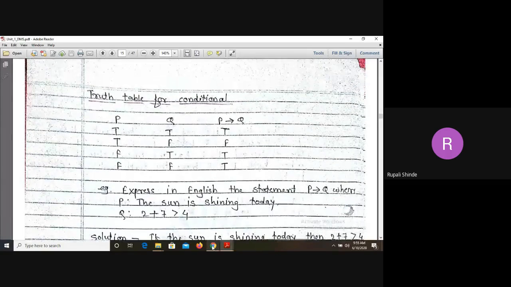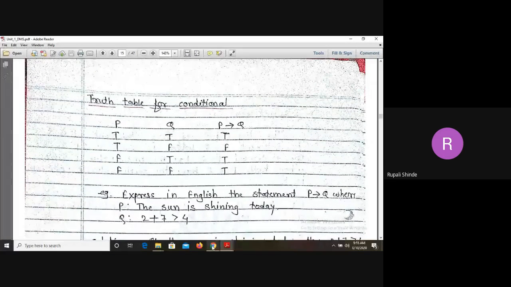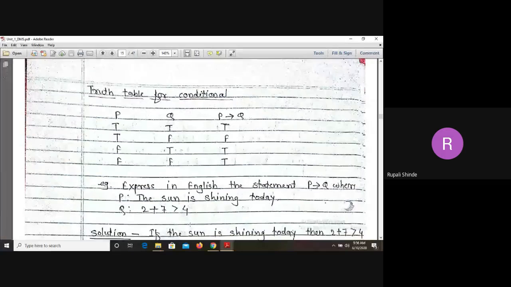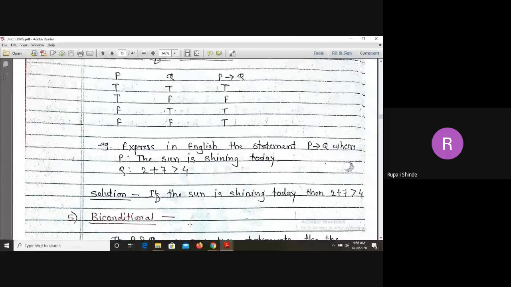So here two statements are given, P and Q, and we have to form a conditional of these two statements. The first statement is "the sun is shining today" and the second statement is "2 plus 7 is greater than 4." Can you tell me how to form a conditional from these two statements? If the sun is shining today, then 2 plus 7 is greater than 4. Yes, absolutely correct. Likewise, we can form the conditional.